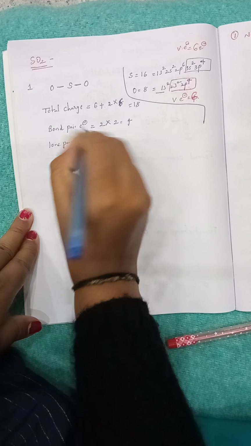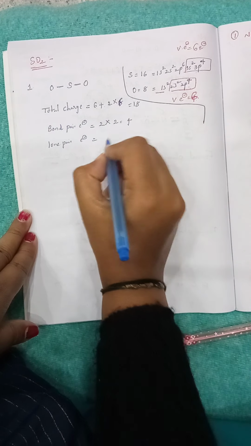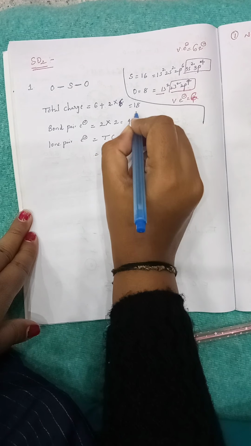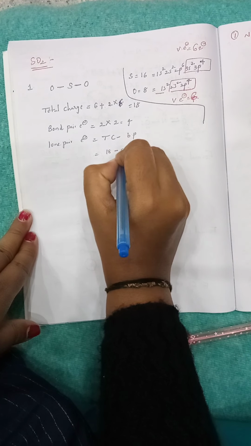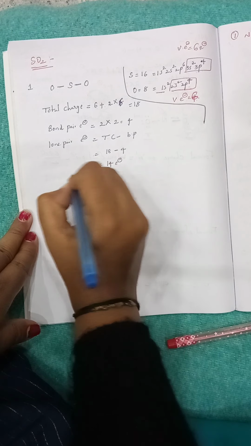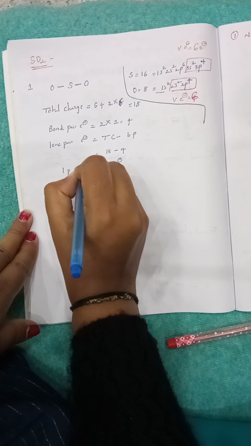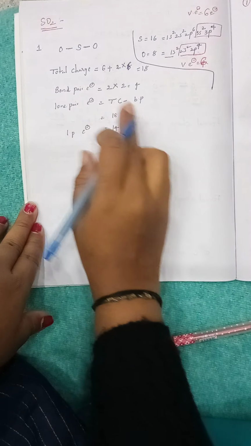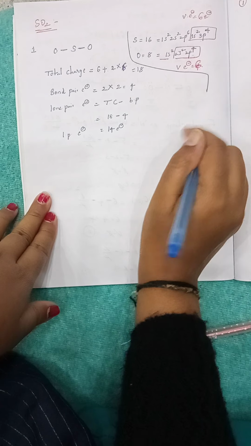Now lone pair electrons equals total charge minus bond pair electrons. Total charge we know, 18, minus bond pair, which is 4, equals 14 electrons. Lone pair electrons must be 14. Okay, so then we know this. Based on this we can write the complete structure.